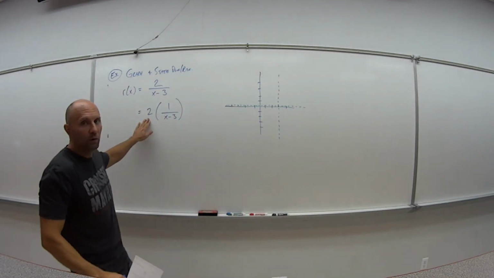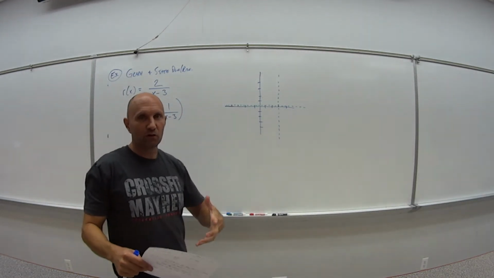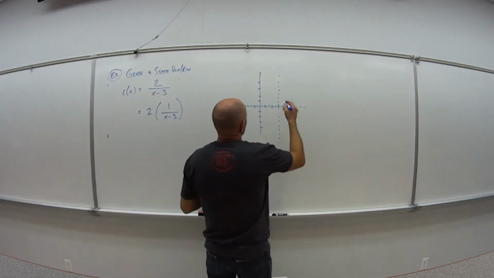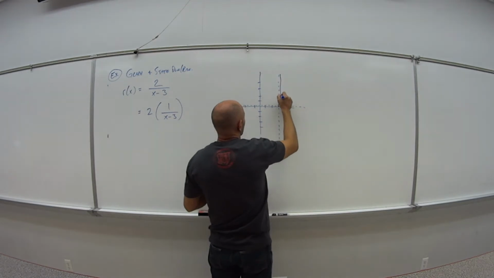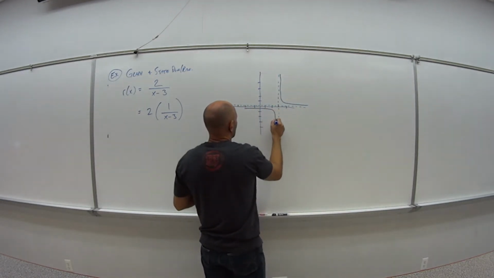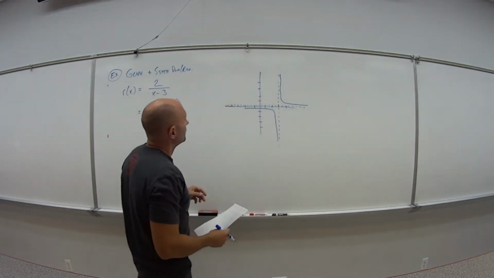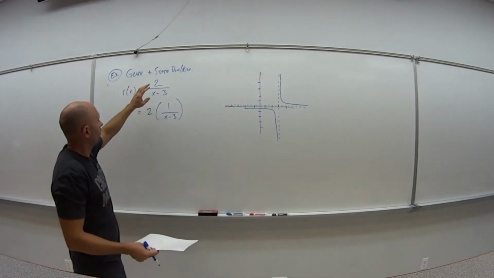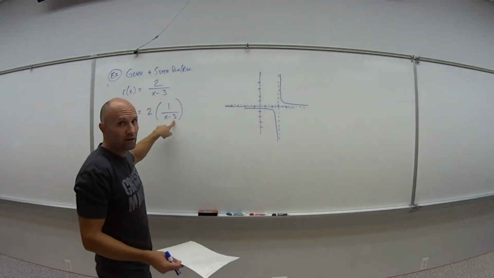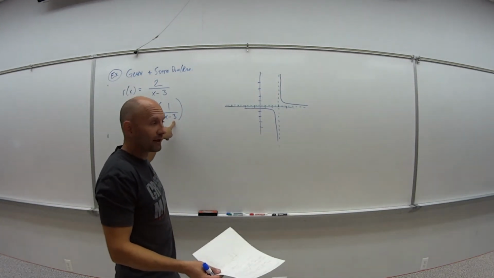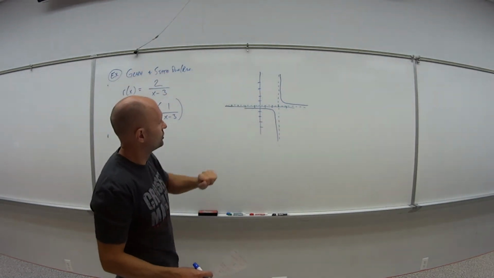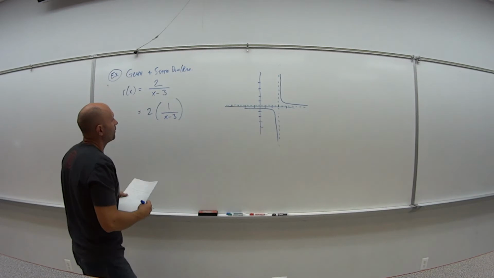And again, the 2 in front is just my shrinking or stretching. It just makes it look taller, which, if we're just sketching this, still has essentially the same shape. And that's it. It was our base function 1 over x. We slid it to the right by 3 because it was the inside, so that's our horizontal shift. And the 2 stretches it. So now, that's the graph.